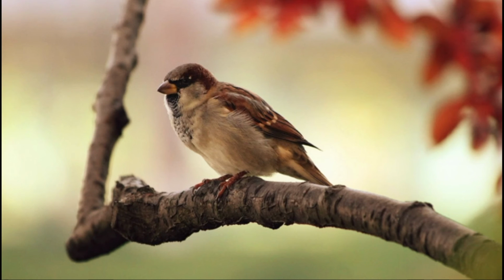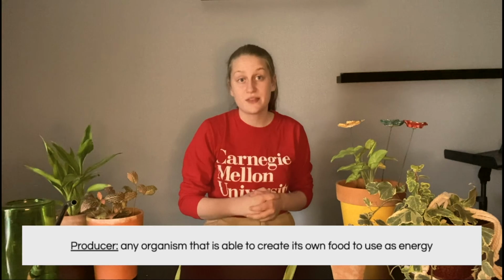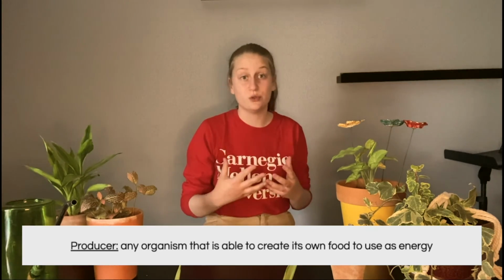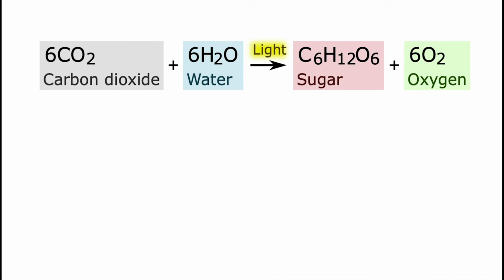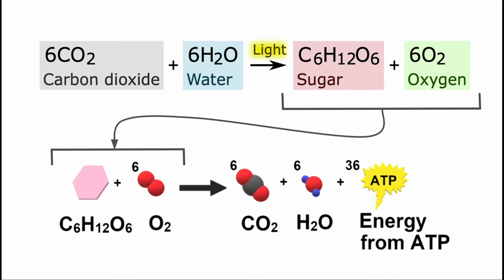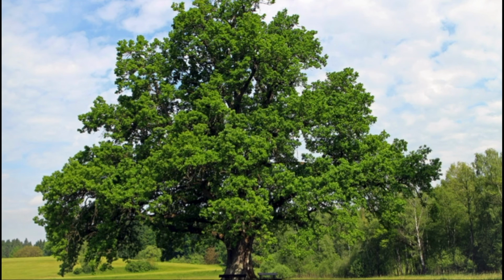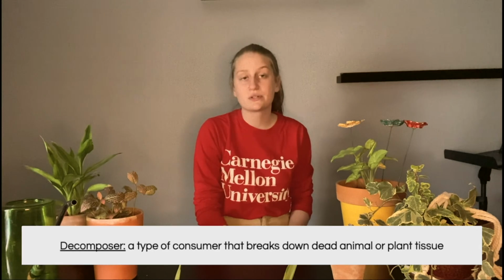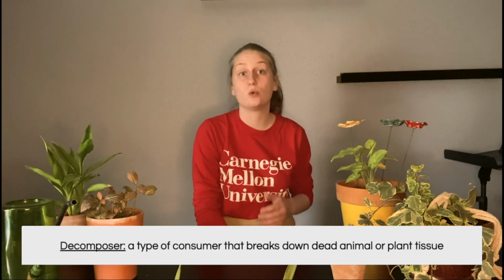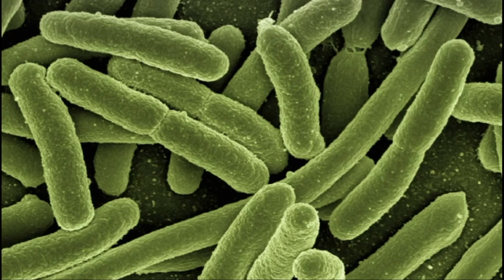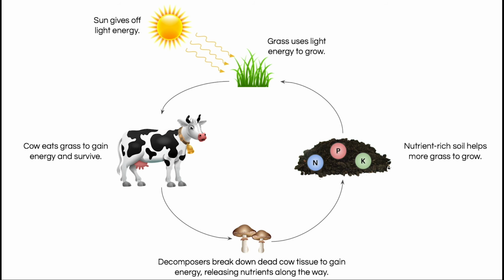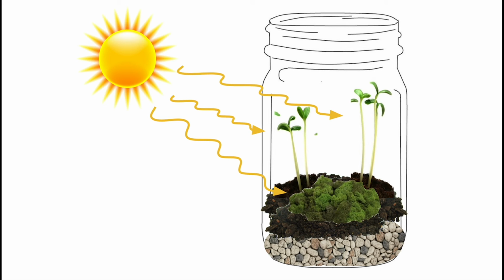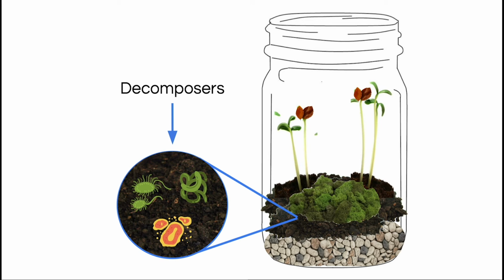Animals are examples of consumers. Producers are organisms that can produce their own food and energy from sunlight. They do this by using photosynthesis to make food, followed by cellular respiration to make energy. Plants are examples of producers. Decomposers are a special type of consumer that break down dead tissue. Bacteria are examples of decomposers. We saw various examples of how consumers, producers, and decomposers work together to sustainably exchange resources.